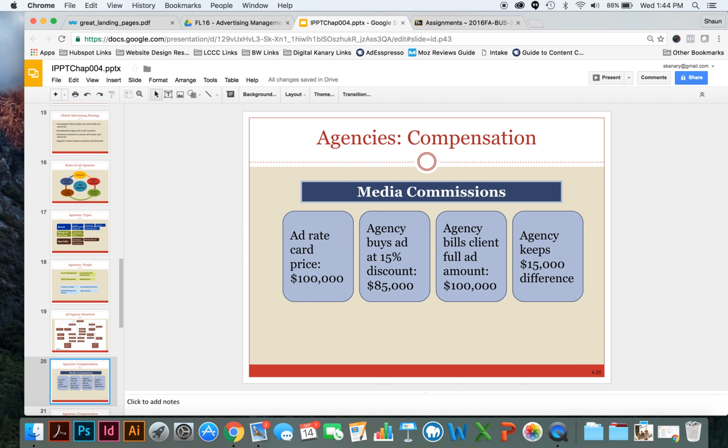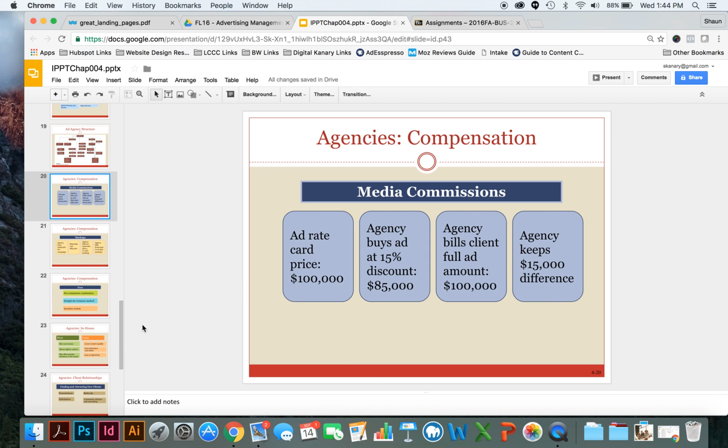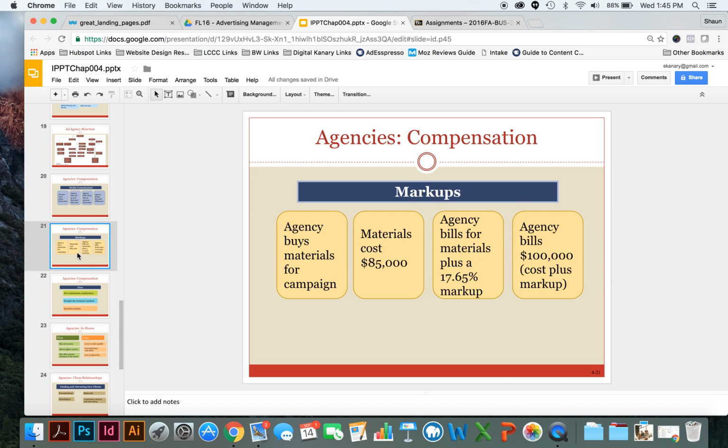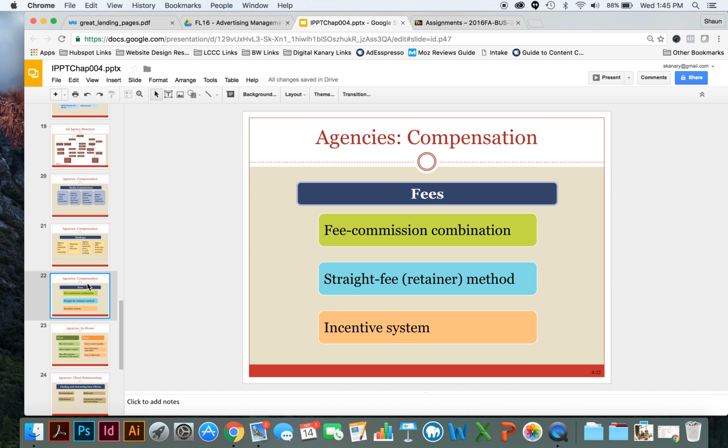Compensation for agencies. Usually there are a couple different ways that agencies get paid. Agencies sometimes earn commissions off of media. They mark up their costs based on materials plus a certain profit margin. And then fees: sometimes they use different fee structures, a fee commission combination, a straight retainer, or an incentive-based commission. Now, I will warn you that you won't see many agencies use an incentive-based system because they want to be paid for the amount of work they're putting in rather than the success of the overall program. So usually you see a fee commission combination or a straight retainer method.